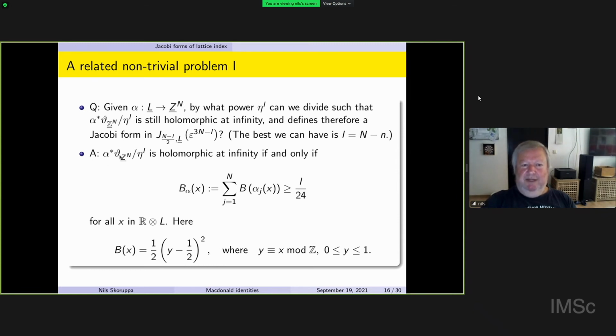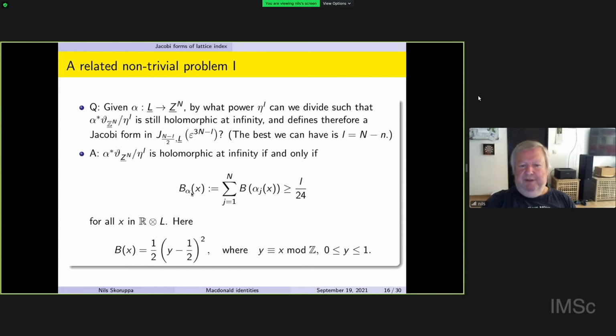And if I take the pullback and divide by eta to the L, then this is not necessarily holomorphic at infinity, but it is holomorphic at infinity if and only if, and here's a condition, this sum that you see here, with a certain function b, alpha j x, the components of this one, is always, for all x in R tensor the lattice, so this R vector space generated by the lattice, greater or equal to L over 24. So that one has to work out. It's not very difficult to prove this, but it's an essential point.